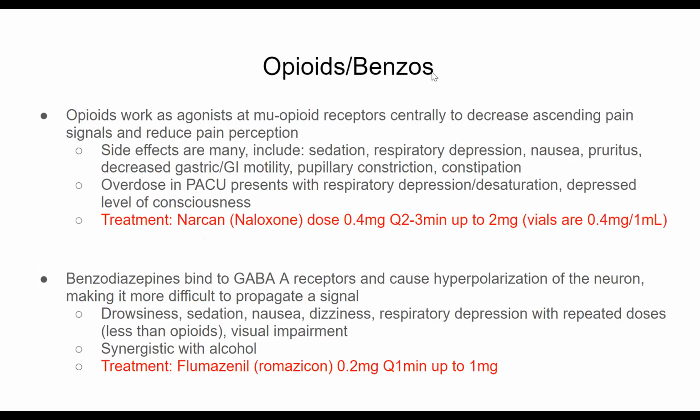So again, this is kind of what we talked about, but just as a refresher, opioids work as agonists at mu receptors. They work on many different opioid receptors, but the receptors that we most care about in the PACU are the ones that cause analgesia, but also things like respiratory depression. These are the mu opioid receptors. And you essentially block ascending pain signals to the brain. So the brain perceives less pain when opioids are on board.